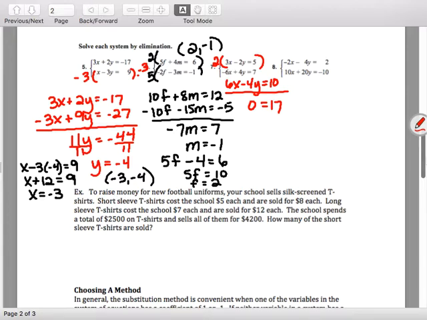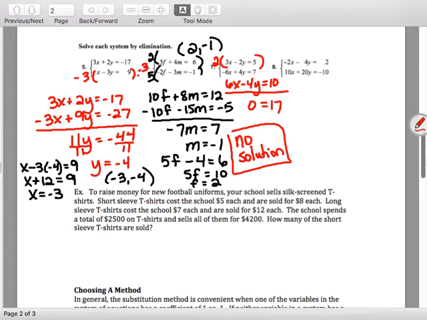Now, what do the lines look like? They're parallel, right? When the variables drop out and it's false, it's no solution. And graphically speaking, they're parallel lines. Okay, they are parallel lines.